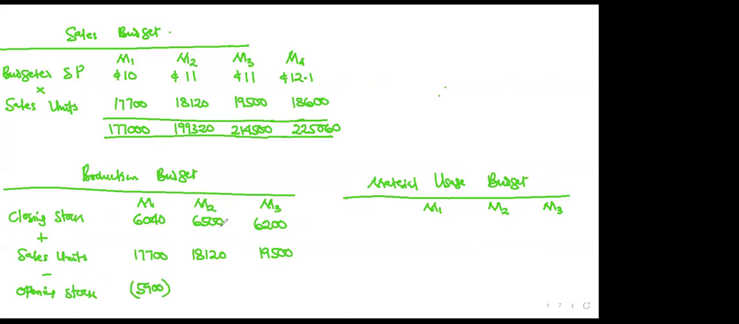The closing stock of month 1 is 6,040. Can you see? Yes. The opening stock of month 3 is the closing stock of month 2, which is 6,500. Are you okay? Yes, please. So quickly sum them for us to get a production budget.